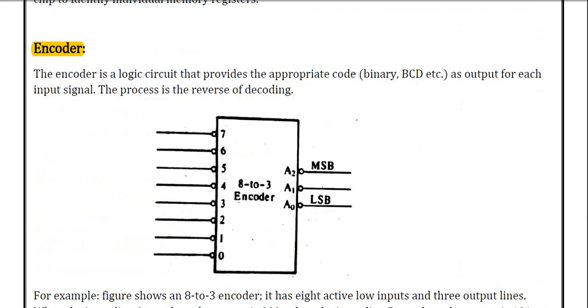Now the encoder section. Here the inputs are many and the outputs are few. Here we have 8 inputs and 3 outputs. That is why it is known as an 8 to 3 encoder.